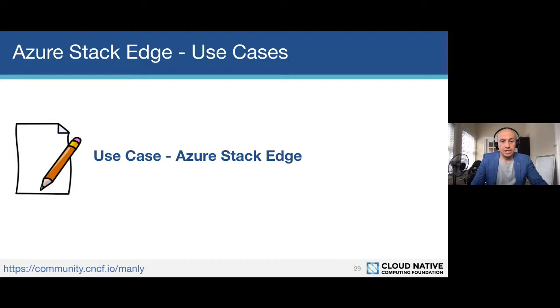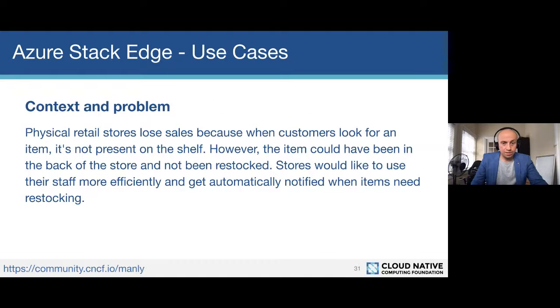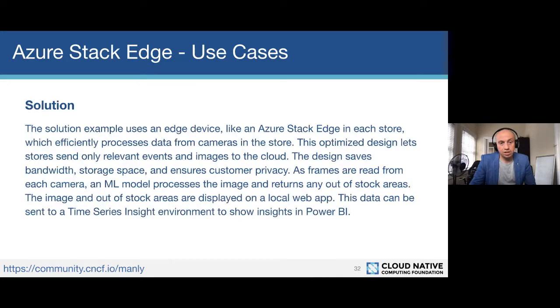So, Azure Stack Edge. Physical retail stores lose sales because when customers look at an item, it's not present on the shelf. However, the item could have been in the back of the store and it has been restocked. So stores would like to use their staff more efficiently and get automatically notified when items need restocking.